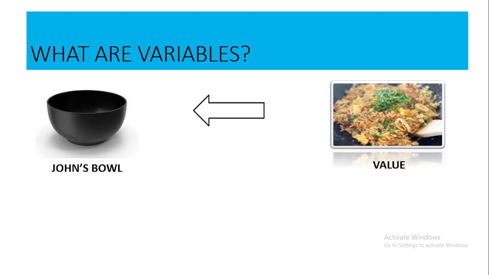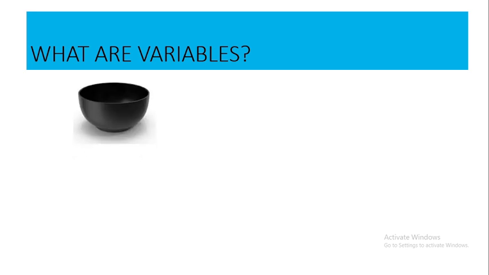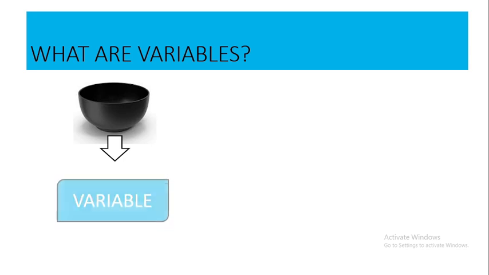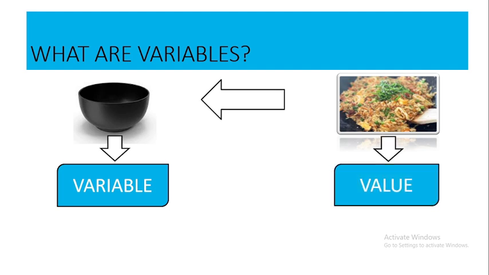In this case, we can see that we have our value, which is the food that we put into the container. And then we get a container which is full of a value. So the container or the bowl here is our variable, and the food that we put into the container is our value. So we can see that we put values into variables. And variables are just what? Containers that we create in our program.